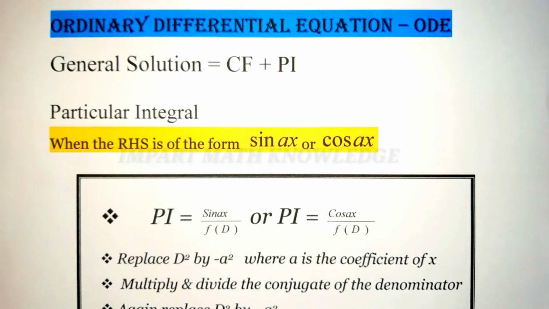When the right hand side is of the form sin ax or cos ax, particular integral is sin ax or cos ax by f of D. F of D is the left hand side of the given problem. Now replace D square by minus a square, where a is the coefficient of x.